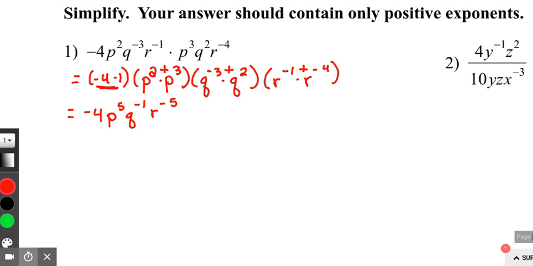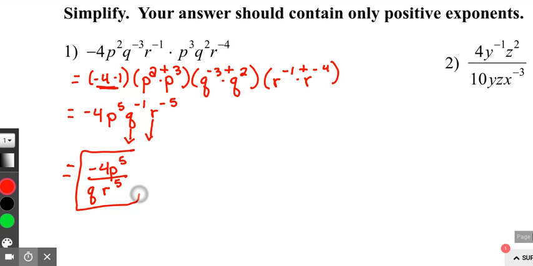The last thing I need to deal with then is any of the negative exponents. So the q has a negative exponent, so that means that's going to move to the other part of the fraction. It's on the top right now, so it is going to move to the bottom. Same thing with the r. It's got a -5 as its exponent, and it's on the top, so I'm going to move it to the bottom. My final answer, I have -4p to the 5th power on the top in the numerator, and q r to the 5th in the denominator.